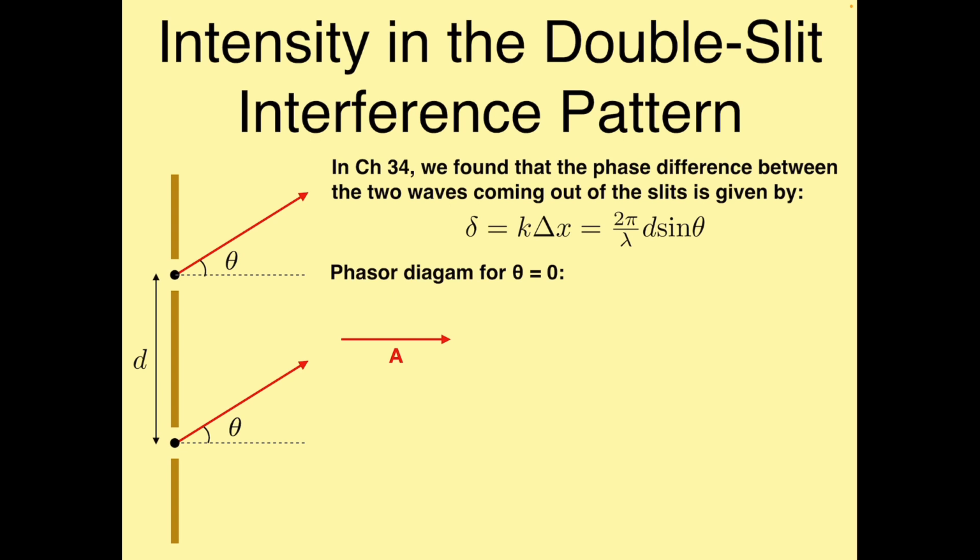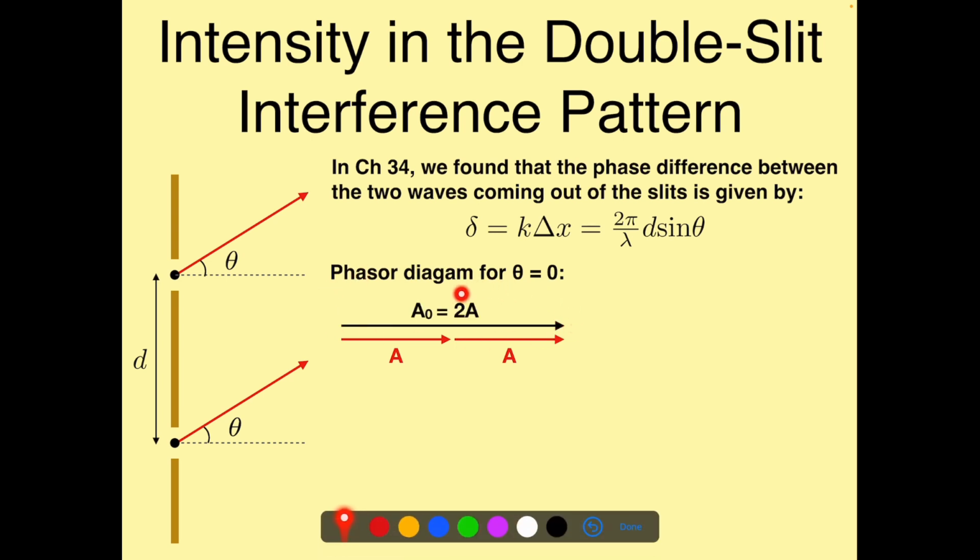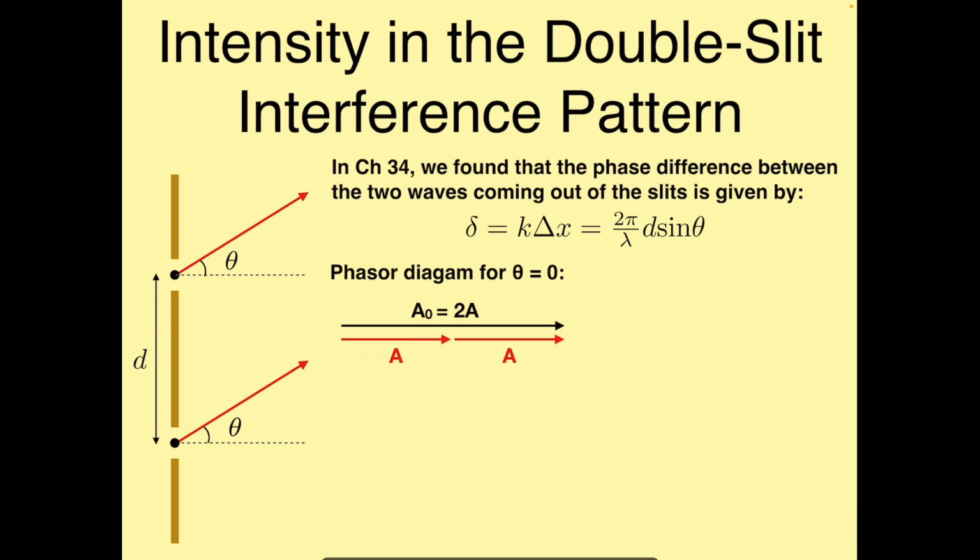So for the first one, I'll draw an arrow with amplitude A. For the next one, it's an arrow with amplitude A, and they're pointing in the same exact direction. So the overall amplitude would just be 2 times A. Okay, so what we'll say is A0, the amplitude at the center of the screen, is equal to 2 times A, which is the individual amplitudes for the two slits.